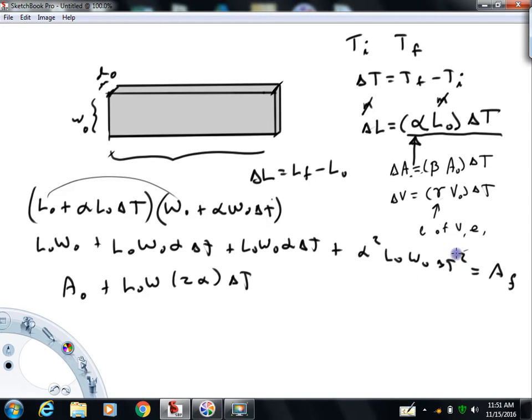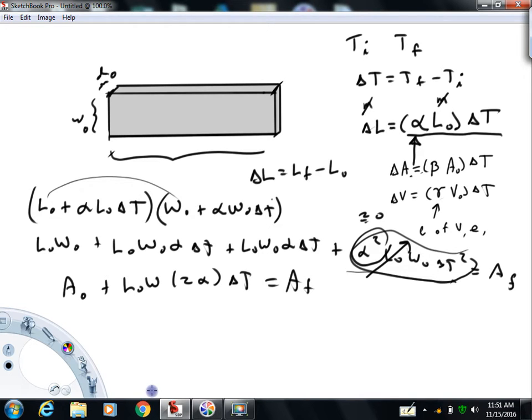This last term right here, you'll notice there's an alpha squared. Remember these alphas have order of magnitude around 10 to the minus fifth. When you take a value times 10 to the minus fifth and square it, now it's around 10 to the minus 10th. So long story short, this term is extraordinarily small compared to the other ones. So in physics, what we do here is what's called a first order approximation, where we're just going to throw this term away and say that term is approximately 0. So this quantity right here is equal to our final area.